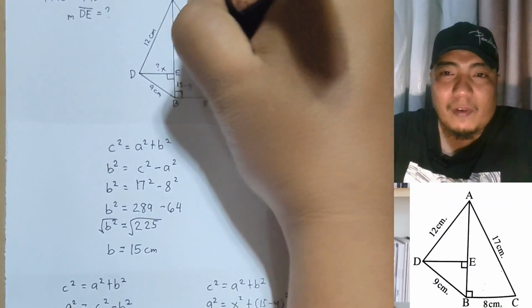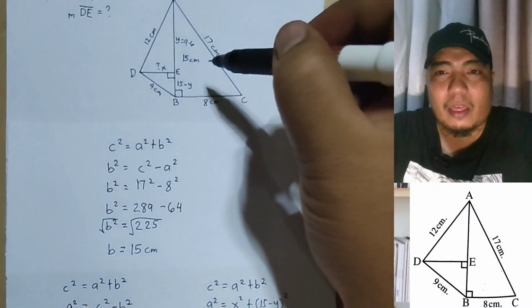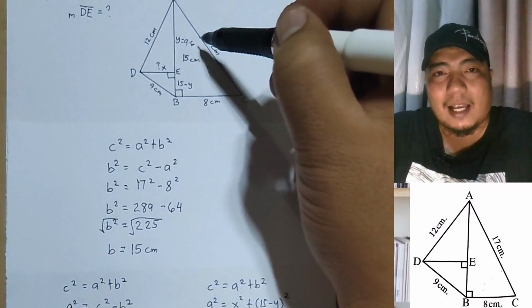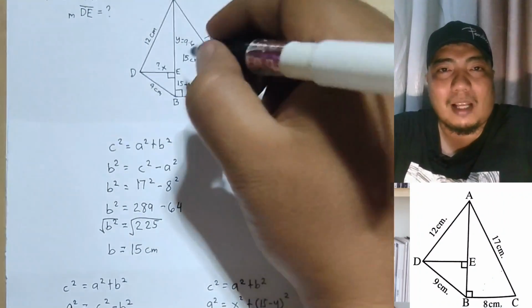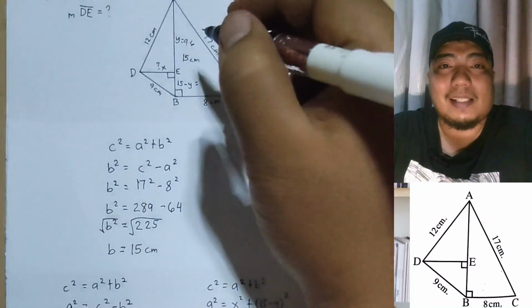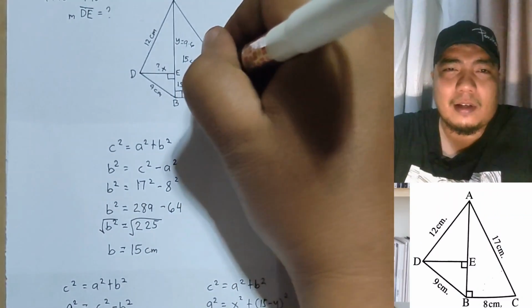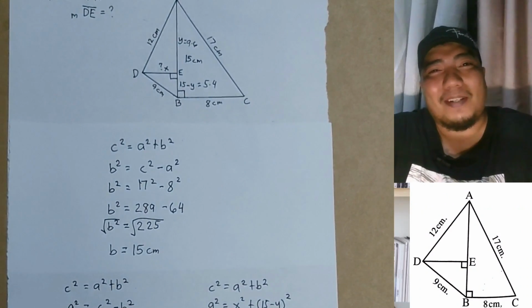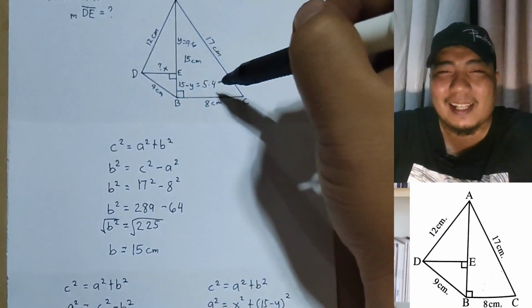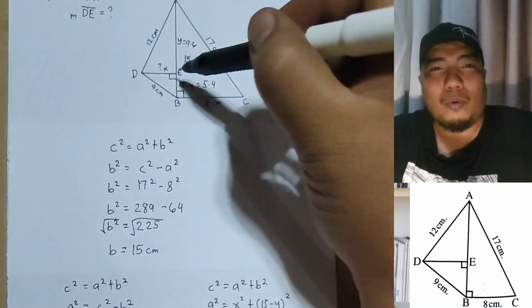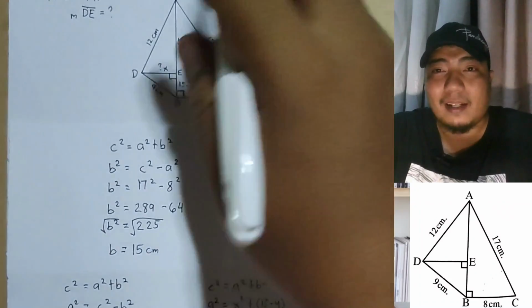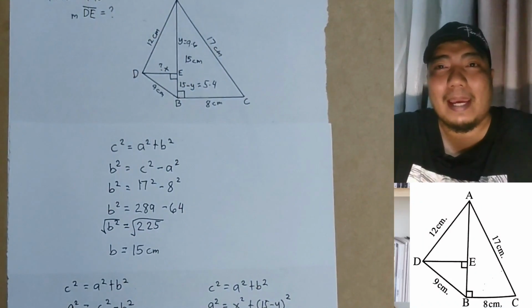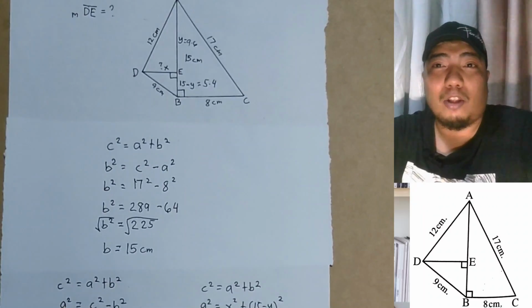Okay, so if our AE is 9.6, then EB, such that it is 15 minus y, so that is 15 minus 9.6, and that would give us 5.4 centimeters. All right, but that doesn't solve our problem yet. So now we will go to our final solution, and that is by applying the Pythagorean theorem.